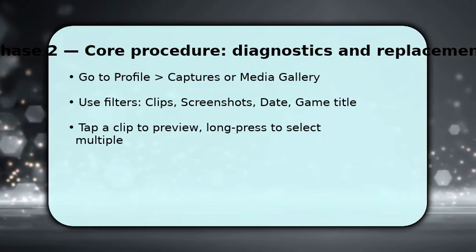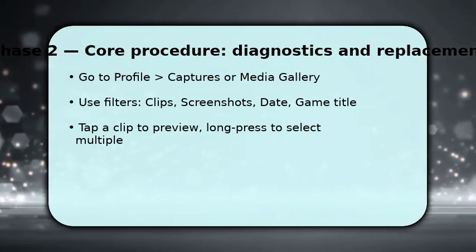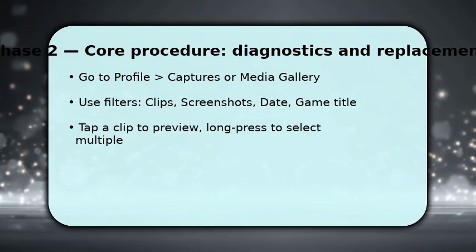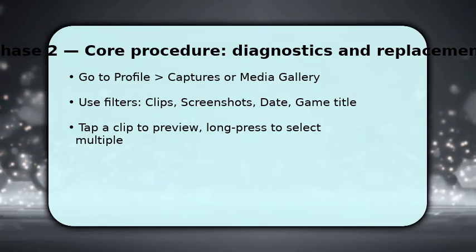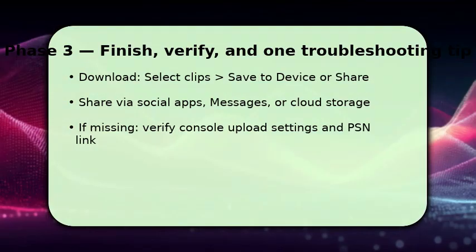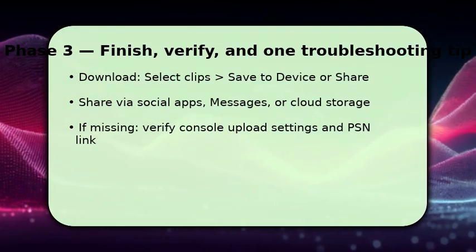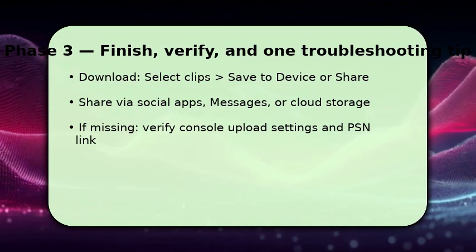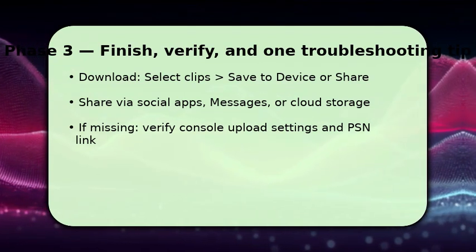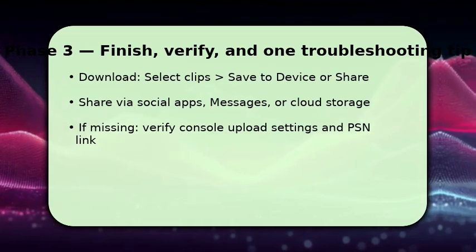or share. Make sure to check quality and length before downloading. This prevents wasted storage and gives you control over what transfers. You finish by selecting the clips you want and choosing Save to Device or Share. Select the destination app or cloud. Once saved, you can trim or upload them to social apps directly from your phone.